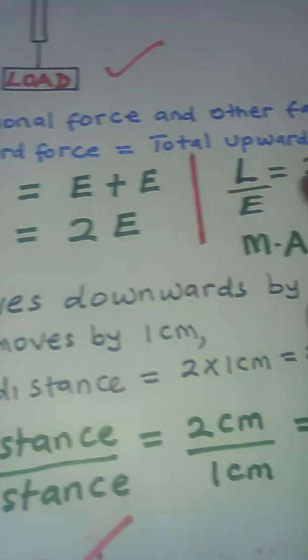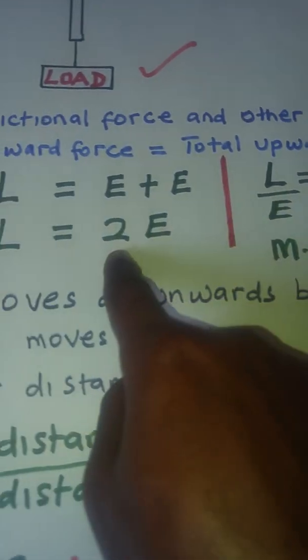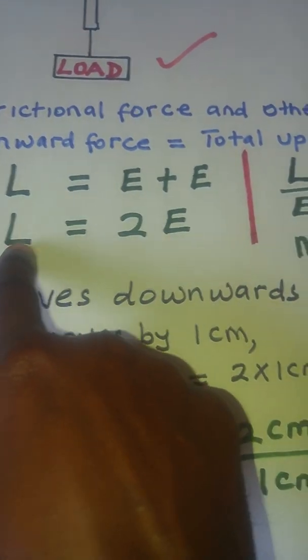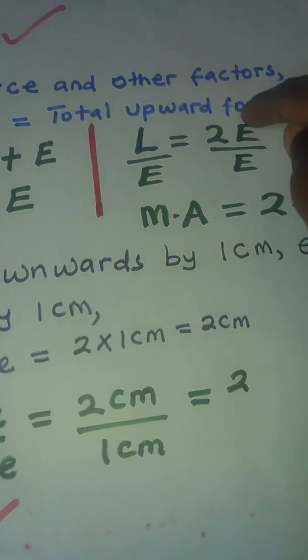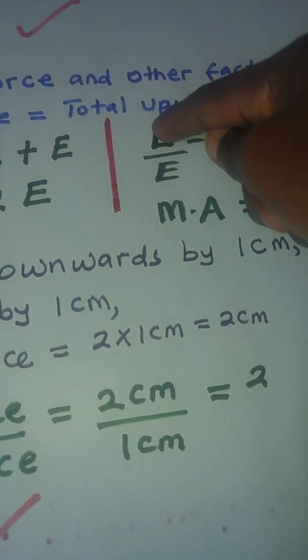And then this side will remain what? 2. So we divide both sides by E. Divide here by E, you divide here by E. So this E will cancel and you remain with the 2. Then this side you'll have L over E.